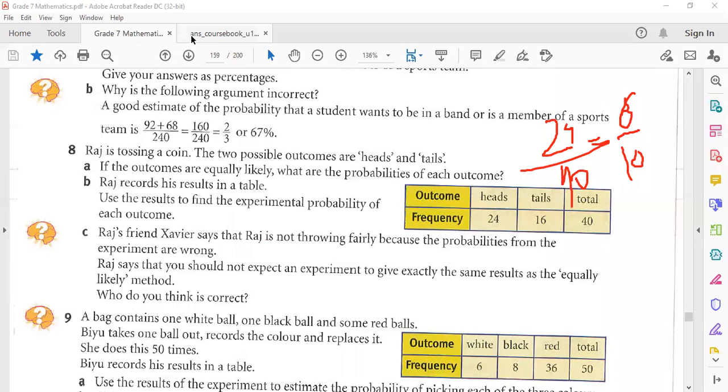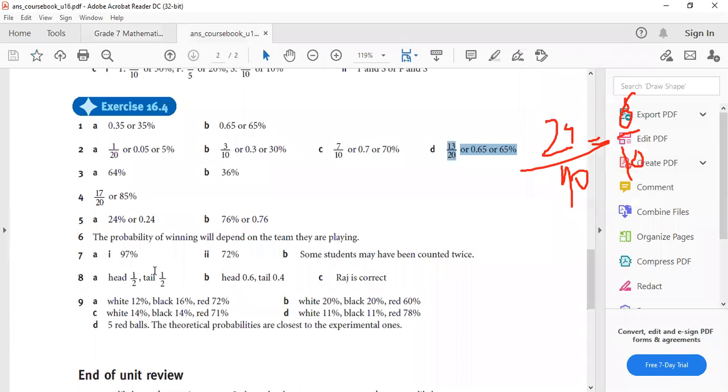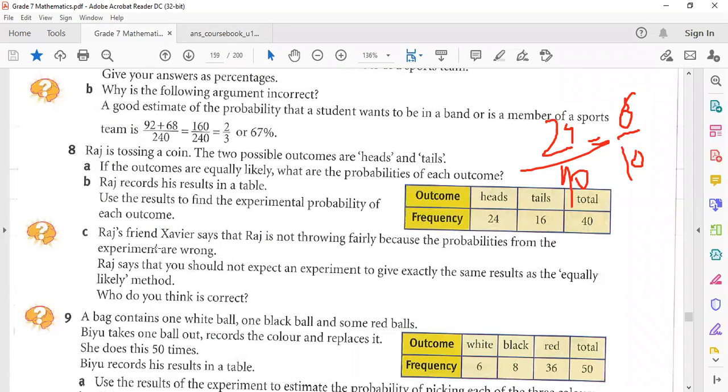Let's see question number 8. The real probability will be 50 and 50 once you toss a coin. But in the other sense, 0.6 is equal to 60%, and 0.4 is equal to 40%. That is for part B. Because he's recording, if I give you a coin and I'm talking just about equally likely, it means 50% here and 50% there. But if you are using this result, you will get 60 and 40.